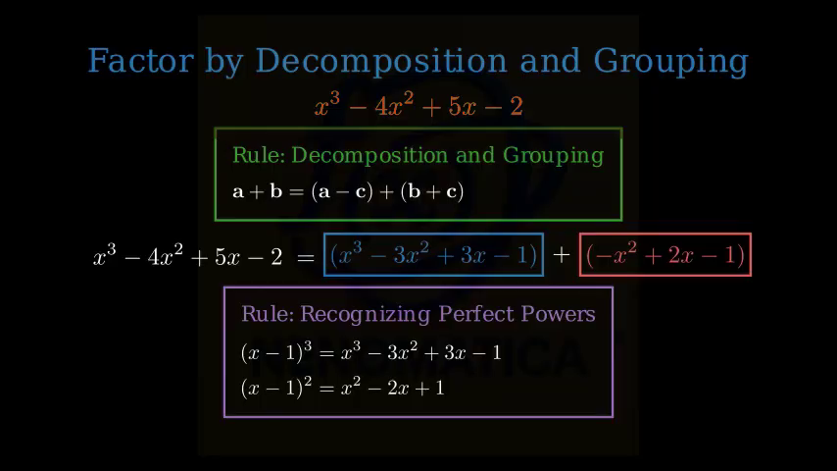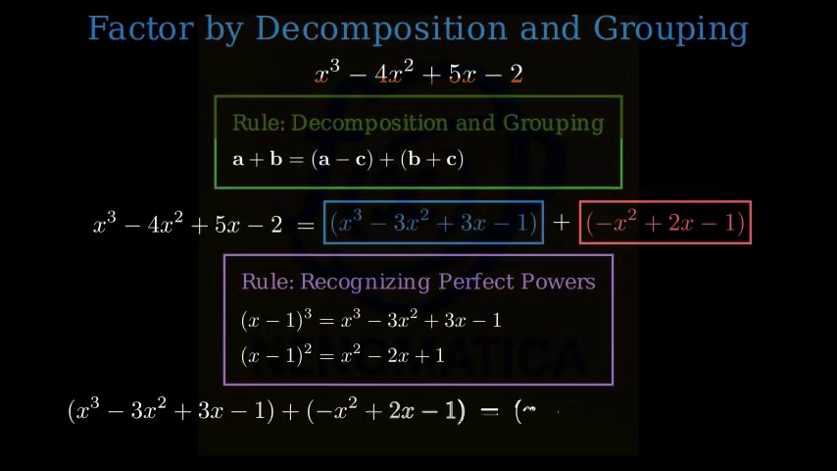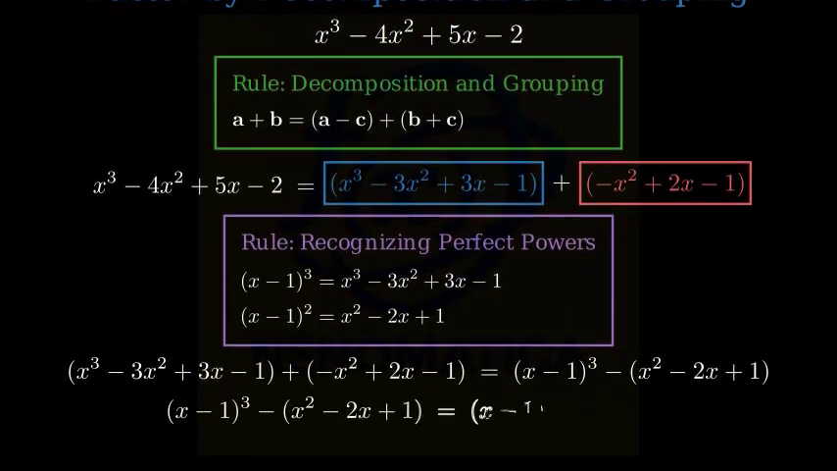We can now rewrite our decomposition using these identities. The first group becomes (x minus 1) cubed. The second group, negative x squared plus 2x minus 1, is negative of (x squared minus 2x plus 1), so it becomes minus (x minus 1) squared.